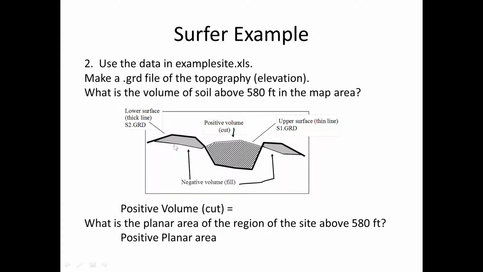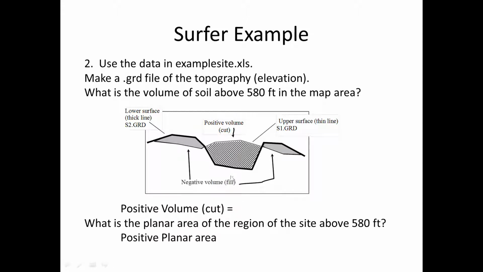And we're going to do an operation in Surfer that calculates volume. What it'll do is take two surfaces, an upper surface and a lower surface. In this case, the upper surface will be topography, and the lower surface will just be the surface defined by 580 feet. So there won't actually be another grid file, although we could do it with two grid files as we've shown here. And when you do your homework problem, you will have two surfaces.